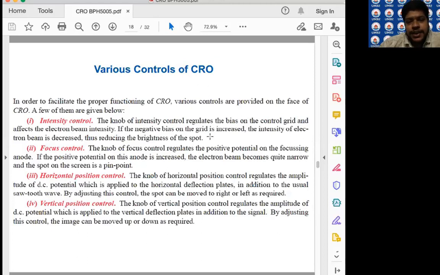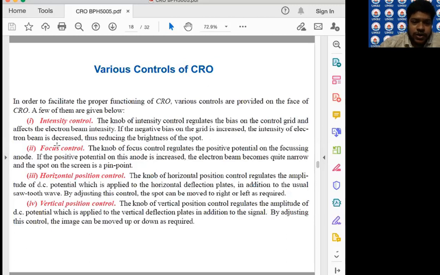If the negative bias on the grid is increased, the intensity of the electron beam is decreased, thus reducing the brightness of the spot. तो बेसिकली इलेक्ट्रॉन बीम से जो इलेक्ट्रॉन्स आ रहे हैं उनकी इंटेंसिटी हम कम ज्यादा करते हैं जब हम यहाँ पे इंटेंसिटी स्क्रीन डिस्प्ले पे इंटेंसिटी कम ज्यादा देखना चाह रहे हैं.